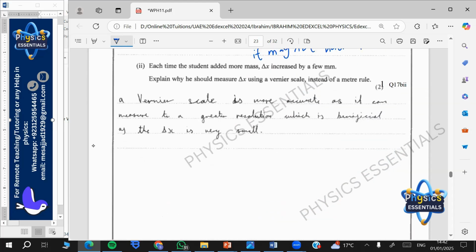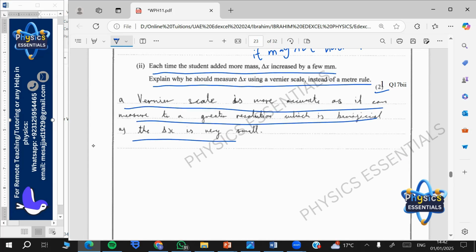Each time the student added more masses, delta x increases by a few millimeters. Explain why he should measure delta x using a vernier scale instead of a meter rule. Well, for me, the answer to this question was very precise and correct, and I don't know why the examiner did not award him 2 out of 2. So the reason maybe is "more accurate". This is not correct. Actually, the meter ruler and vernier caliper both are correct. "More accurate" means one equipment is giving you a wrong answer, one is giving you the right answer. This is the mistake maybe he made here.